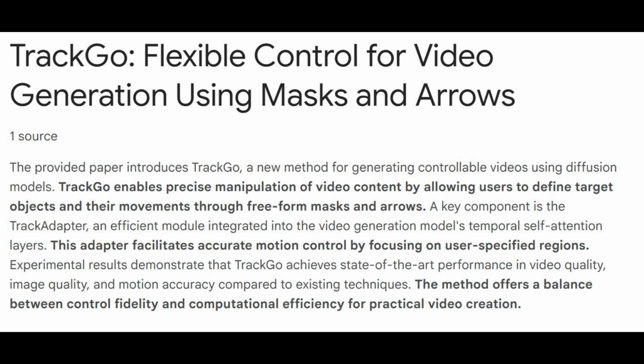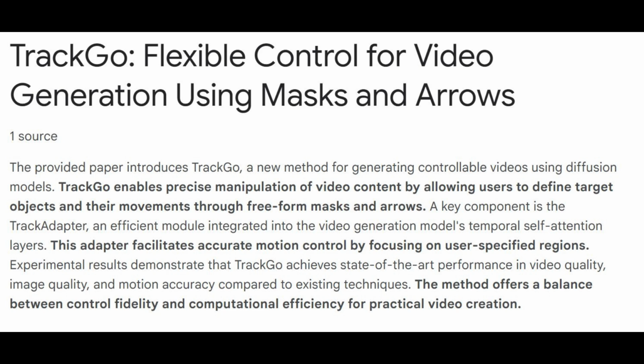That's really impressive. This is definitely getting pretty technical, but I'm curious to know more about how TrackGo actually generates those point trajectories. Like, how does it translate those masks and arrows into a set of points that it can then use to guide the SVD? It is pretty complicated, but essentially it uses a combination of different AI techniques. Okay, lay it on me.